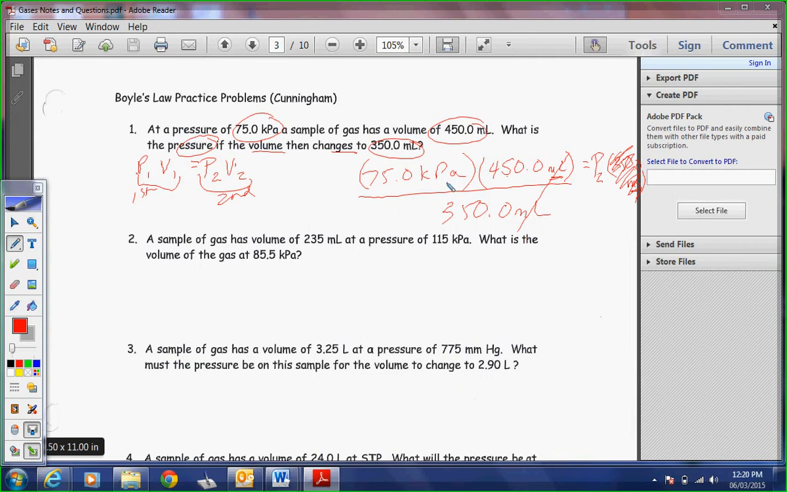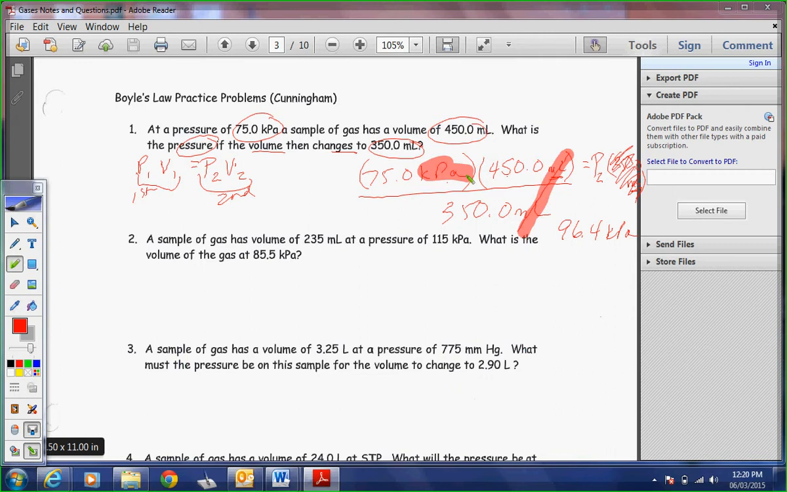All right, so then in the calculator, 75 times 450 divided by 350 equals 96.4. The units are kilopascals, because the milliliters have canceled, and the only unit I have left is my kilopascals. Okay? Does that make sense? And then the algebra is that simple.